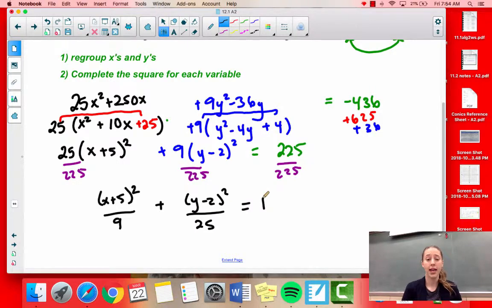We could go ahead and determine which way the ellipse is going to be oriented. So it's going to be vertical in this case because the y has the bigger value. Remember, a is always the larger. And that's it. So get everything grouped, complete the square, and then just make sure your equation's equal to 1. That's it. If you have any questions, let me know.